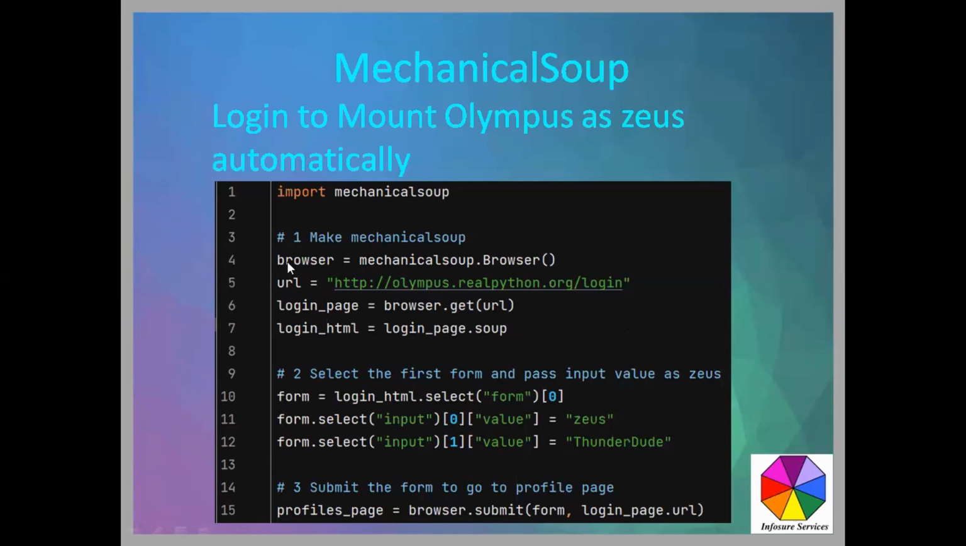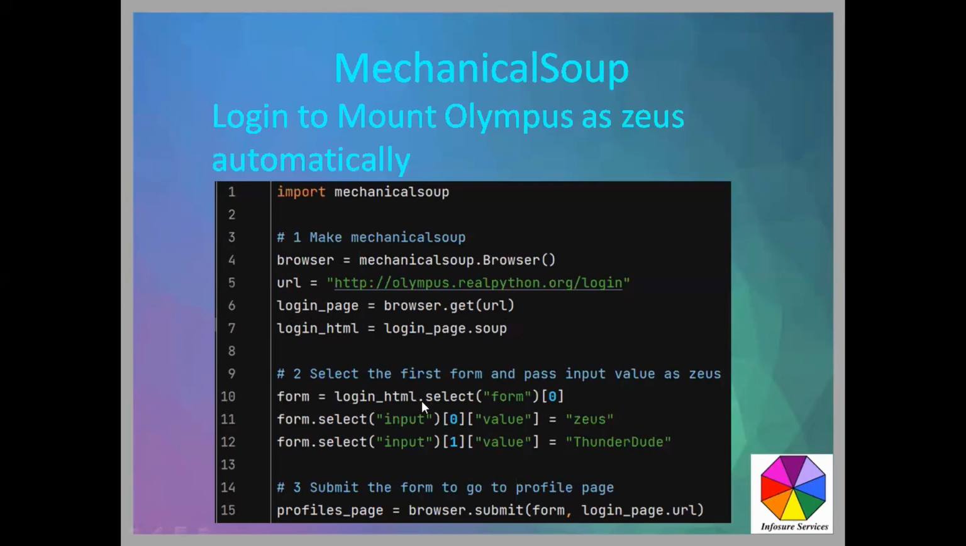Okay, it's a browser, and it's this browser object. Now I'm going to point to a certain URL, and that's my URL. So now if I say browser.get URL, as simple as that, this login page will allow me to open that page. So we are opening the page through code, and this is a login page, and page.soup gives you the entire HTML into this variable called login HTML.